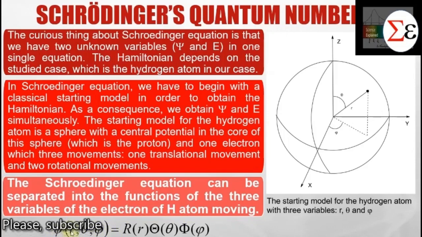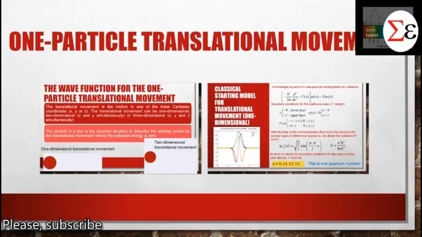Psi is a function of free variables, which can be separated into the functions of each variable: R, capital letter, Theta, in capital letter, and Phi in capital letter. Then we go to one particle translational movement, which is one of the movements of the electron of the hydrogen atom. Then we go to the simplest case, that is one particle in the box.